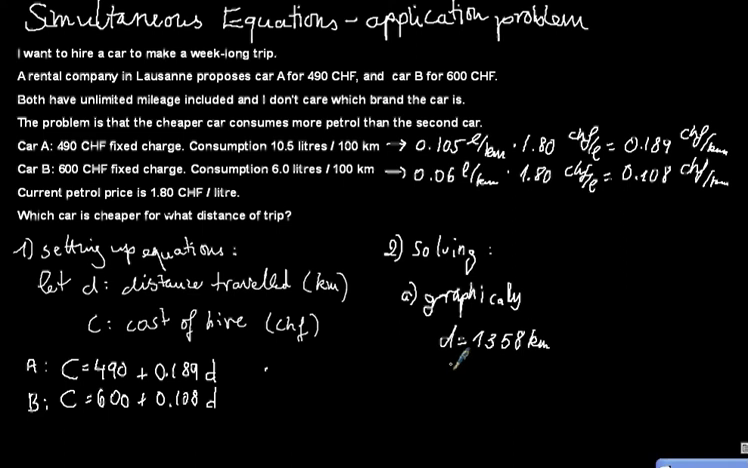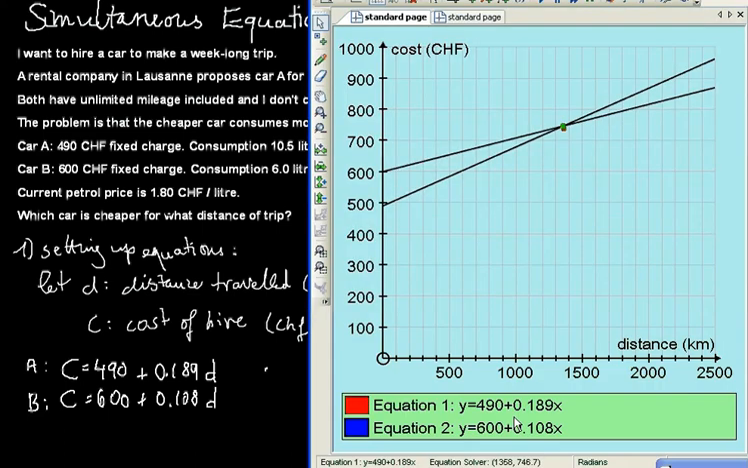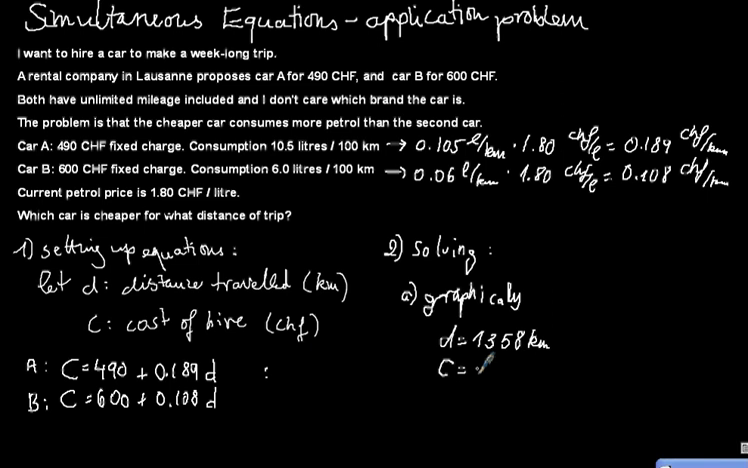I can also work out the cost that's associated to that. I look back onto my graph. I need to read across here about 750 francs. It's actually 746.7 francs. Okay, so here I've solved my system graphically.